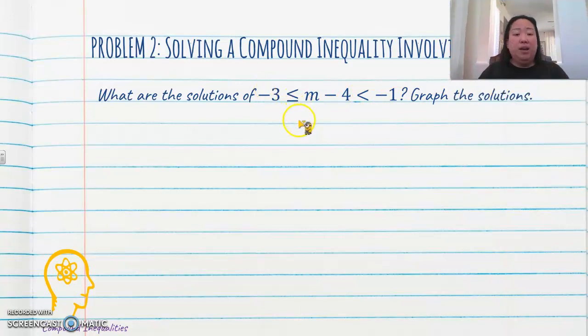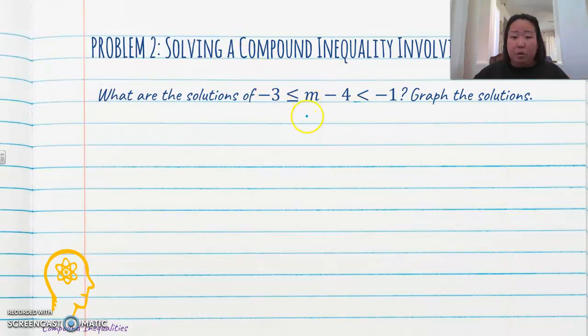So when you have a compound inequality, whatever you do in the middle to isolate your variable, you have to also do it on the two sides. Okay, so let's have this example here. Our goal is to isolate our m, correct? So how will we do that? As you can see, m is connected with a minus 4, so we need to get rid of that minus 4.